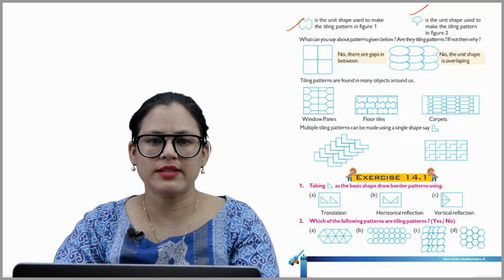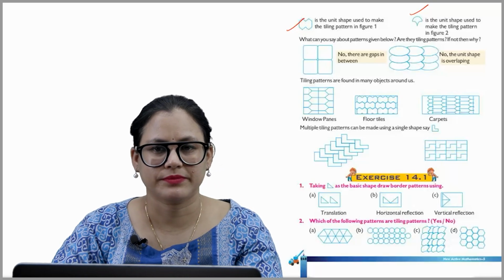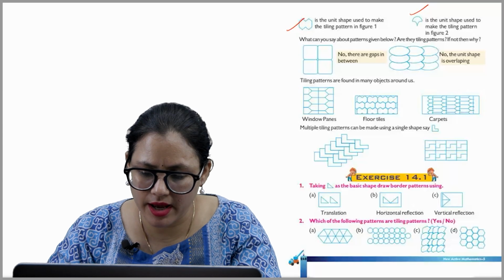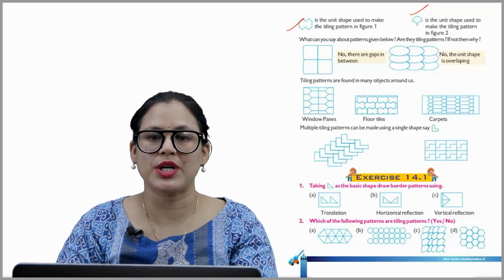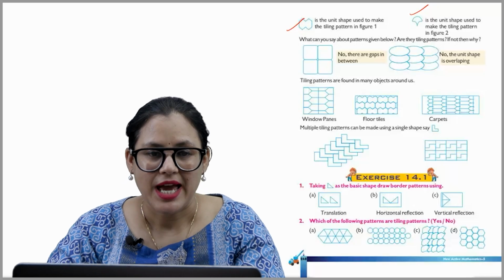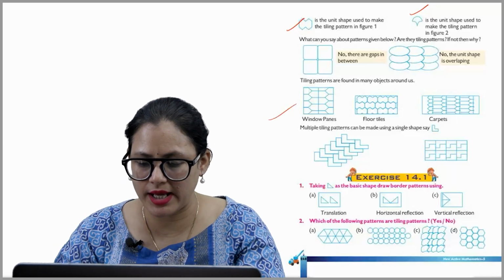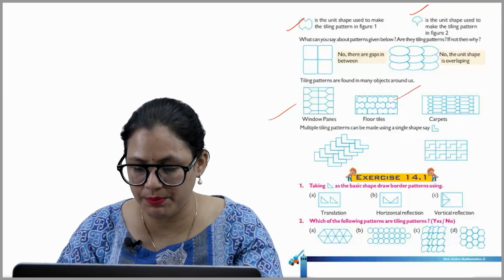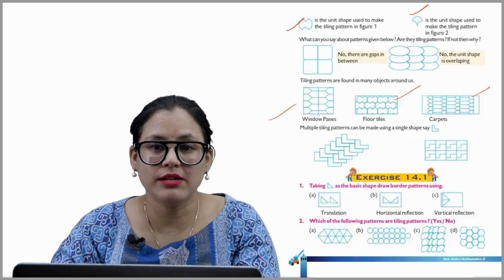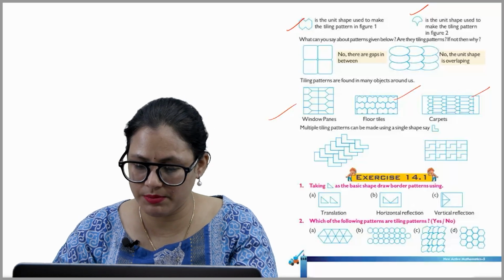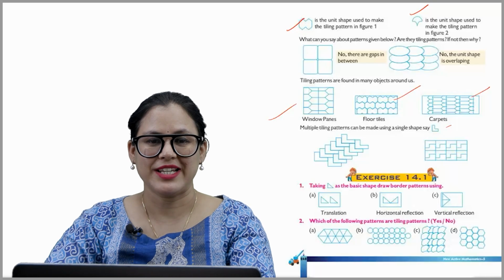What can you say about the patterns given below? Are they tiling patterns? If not, then why? No, because there are gaps, okay, and this one also is not because the unit shapes are overlapping, okay. Tiling patterns are found in many objects around us, like you can find in window panes, in floor tiles, in carpets also. Multiple tiling patterns can be made using a single shape, say this is the shape, and multiple tiling patterns we can form using this shape, right.